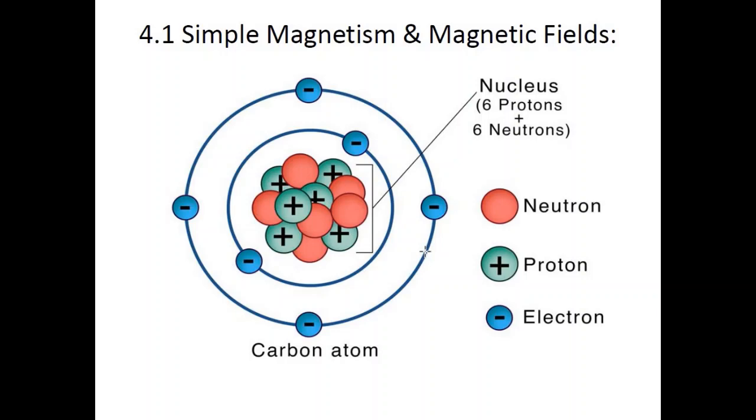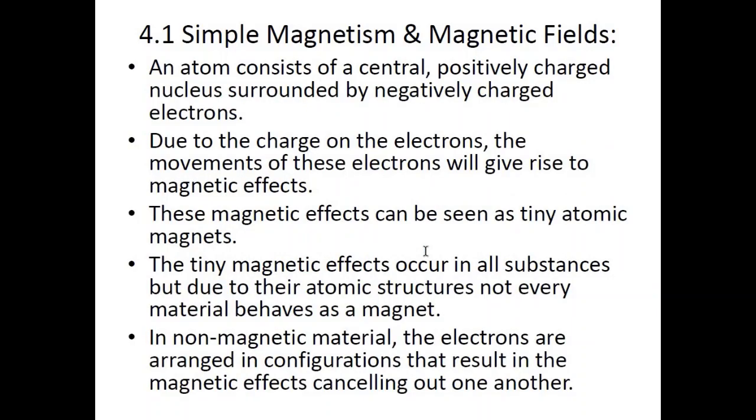So this carbon is balanced. It has an overall zero charge or no net charge because the electrons and protons are balanced. But in a material where electrons and protons are not balanced, the material would have either a positive charge or a negative charge. Due to the charge on the electrons, the movement of electrons will give rise to a magnetic effect. These magnetic effects can be seen as tiny atomic magnets.